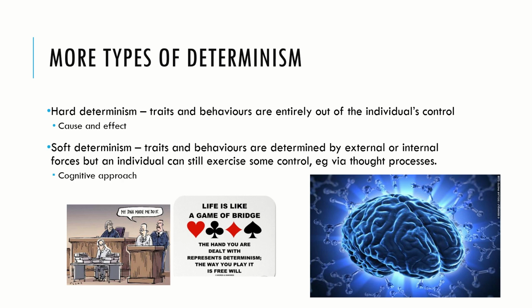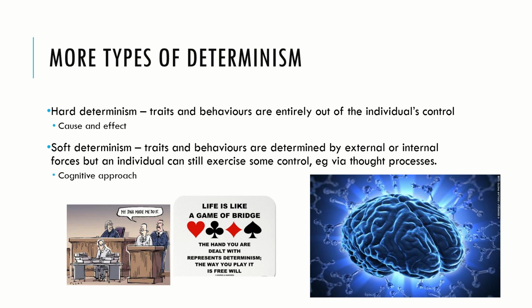And then soft determinism. Traits and behaviours are determined by external or internal forces. So they're acknowledging determinism, but an individual can still exercise some control, generally through, although this is just one example, thought processes. And this is the cognitive approach. The perfect example for this one is social learning theory. Environmentally, you will observe somebody and experience vicarious reinforcement for a behaviour, but the role of mediational processes allows you to make some decisions around that. We'll come back to that in a minute, because the cognitive approach develops treatments based on the idea that we do exercise some control.